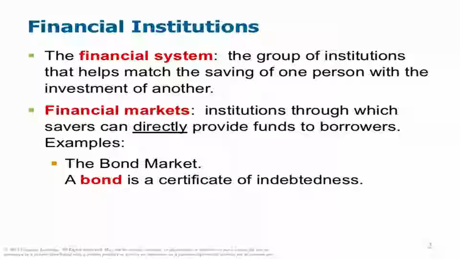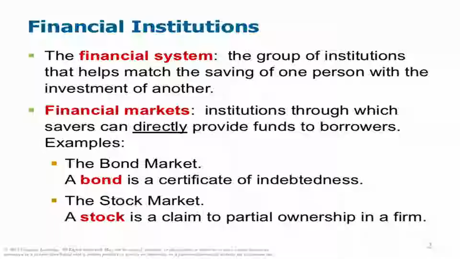A bond, if any of you have savings bonds, folks or grandparents bought your savings bonds as you've grown, those are actually IOUs. It's a loan that the bond purchaser has made, basically. And then there's the stock market.